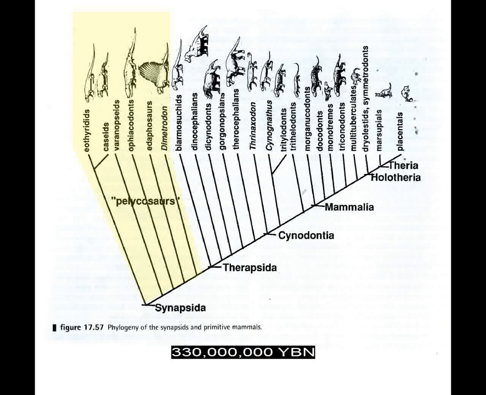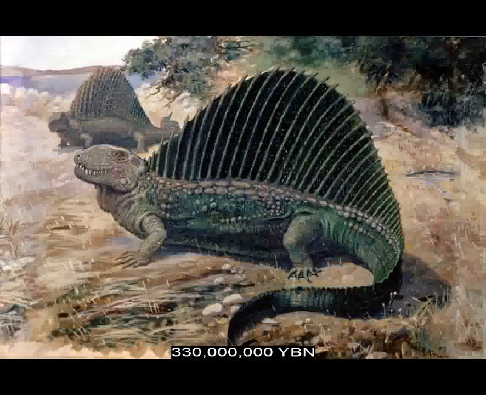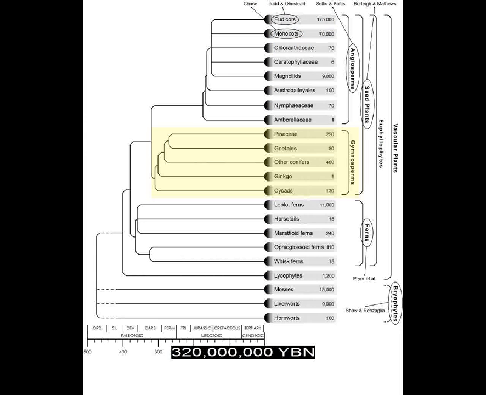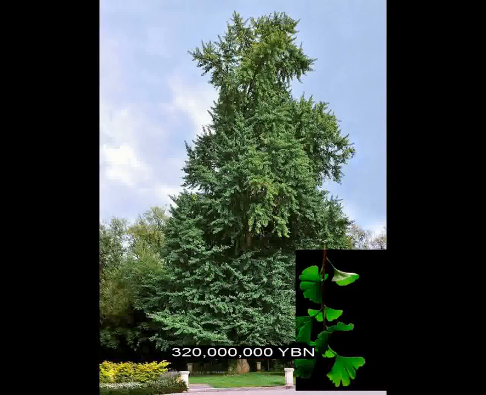The Synapsids Pelycosauria evolve, the ancestor of Edaphosaurus and Dimetrodon. The earliest extant amphibians, caecilians, evolve. The seed plants Gymnosperms evolve. Gymnosperms are the most primitive extant seed plants and ancestor of all cycads, ginkgos, and the conifers.